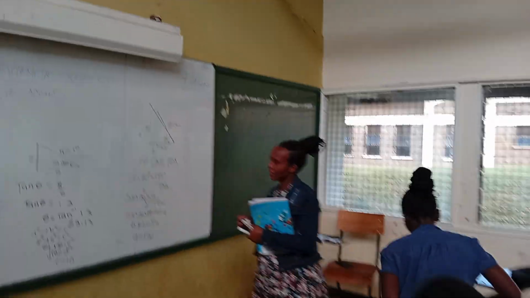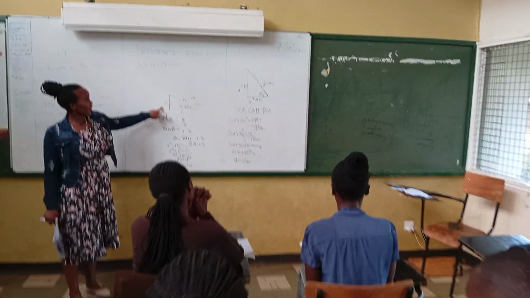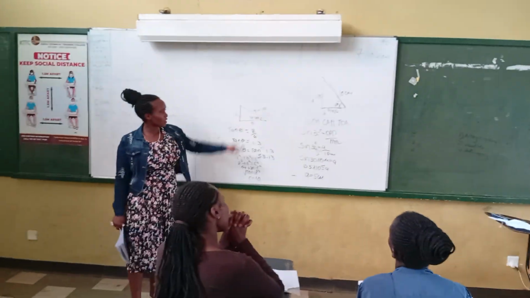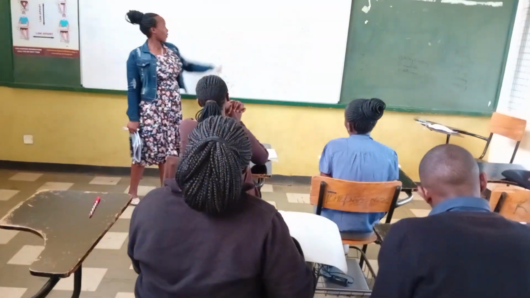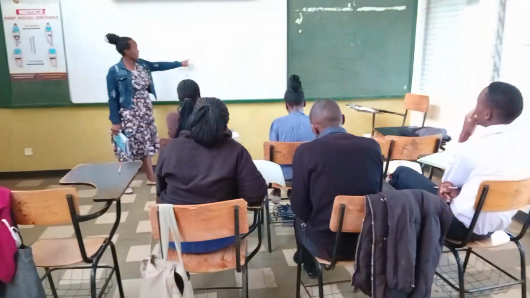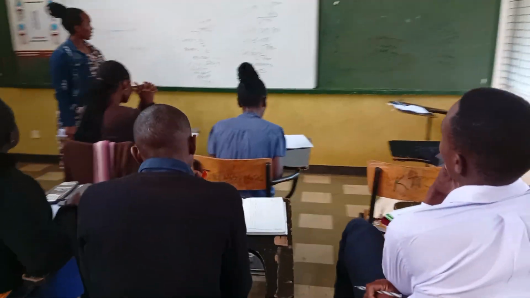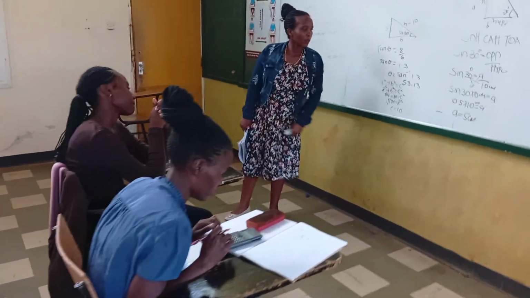Is she correct? Yes. So we have 8 to be our opposite, and then we have our adjacent to be 6. And then we have been told to find the value of our theta and the value of our hypotenuse. So we are going to use tan. Tan theta is equal to opposite over adjacent, which is 8 over 6. So our tan theta is 1.3. To find the angle, we find the tan inverse of 1.3, and it will give us 53.13.